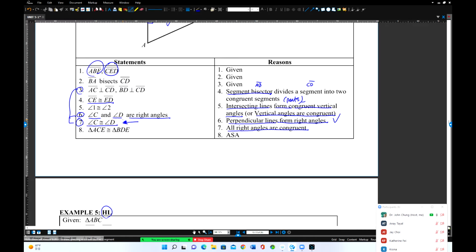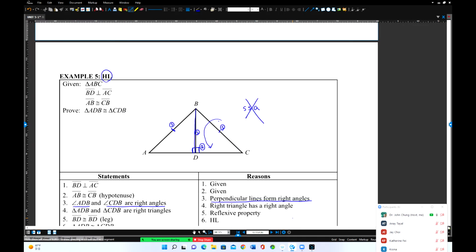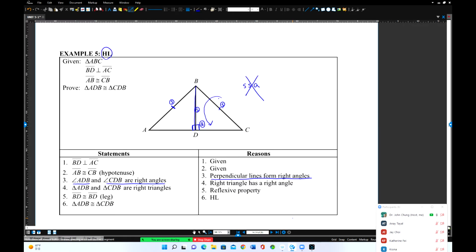But in this case, SSA, we cannot prove they are congruent. Because this is the SSA, side, side, angle, we don't prove that they are congruent. Instead of that, we have to say these two triangles are right triangles. Because they are right triangles, we can use hypotenuse leg, okay?